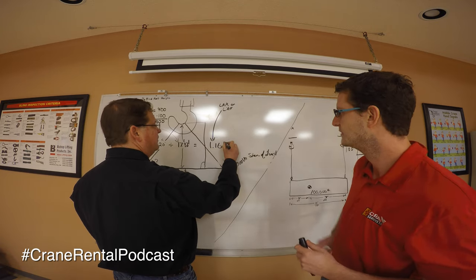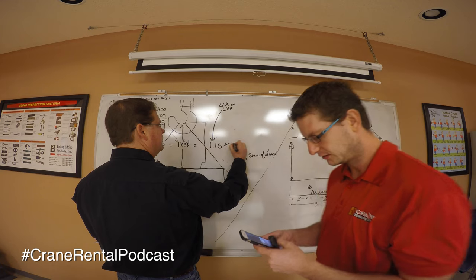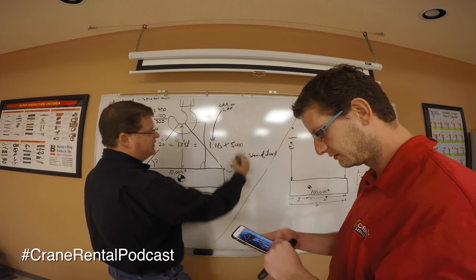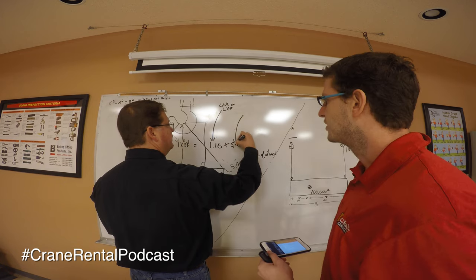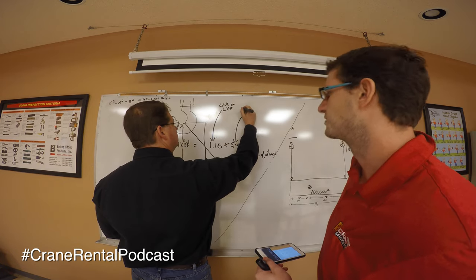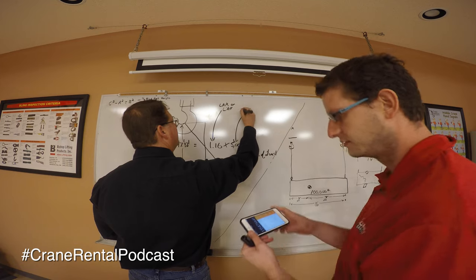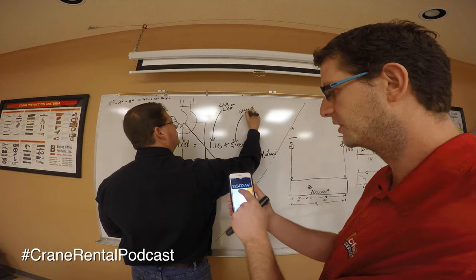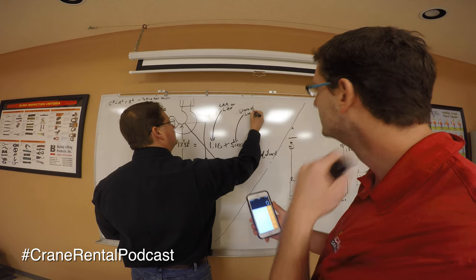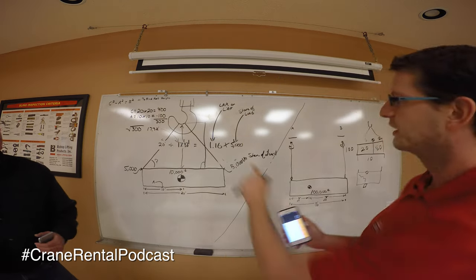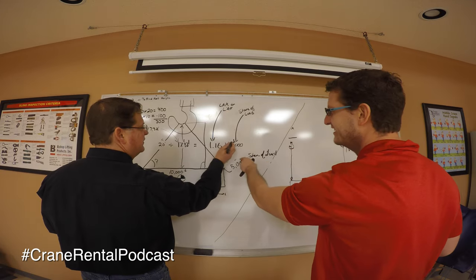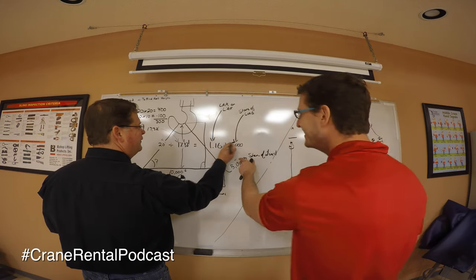So 1.16 times, now we're going to have to get the calculator out again. What was the 5,000 number? That's our share of the load. So 1.16, our LAM or load angle factor, times 5,000.